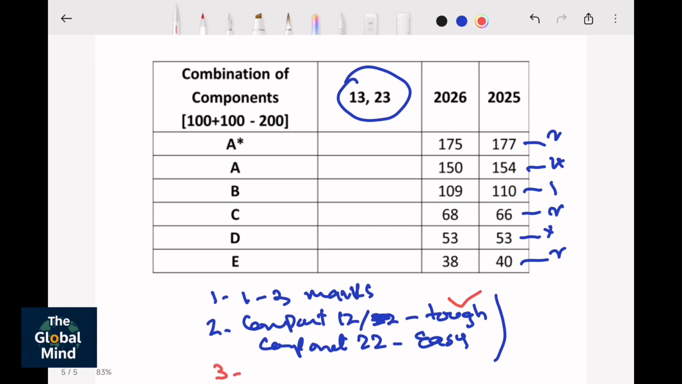The third thing is that as the 2025 exams were easier, that is why the threshold was high. So in 2026 the papers were moderately tough. So this is another conclusion which we can draw from these tables.